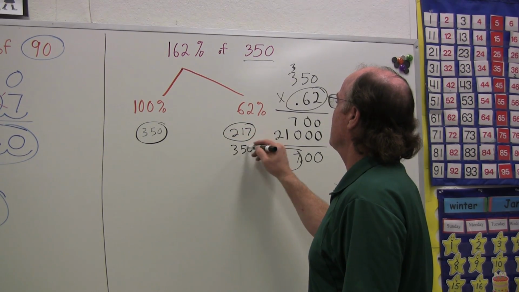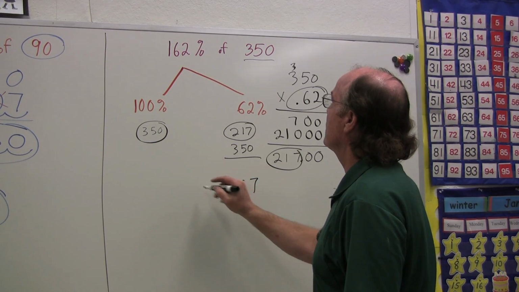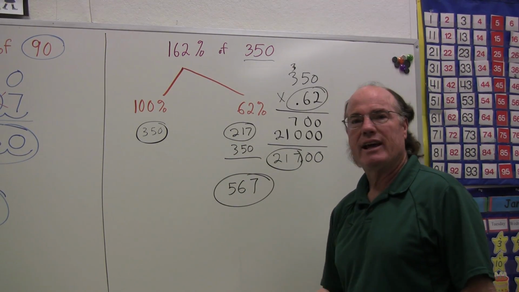217 and 350 for 162% is 567. So that would be the final answer. All right?